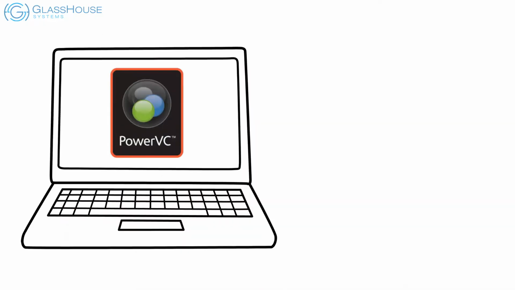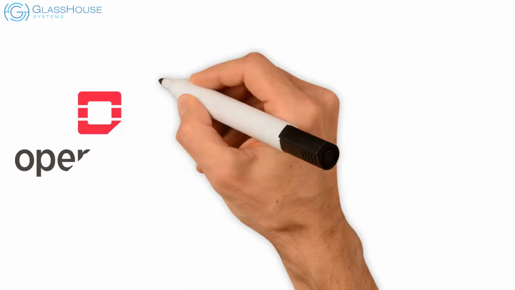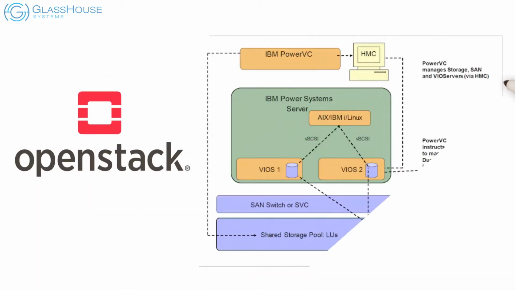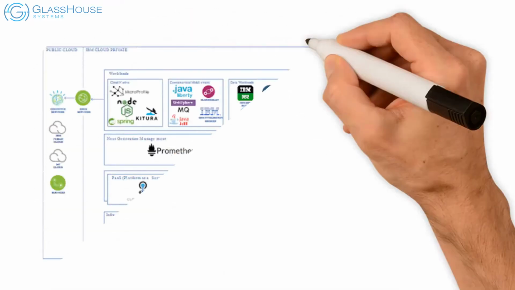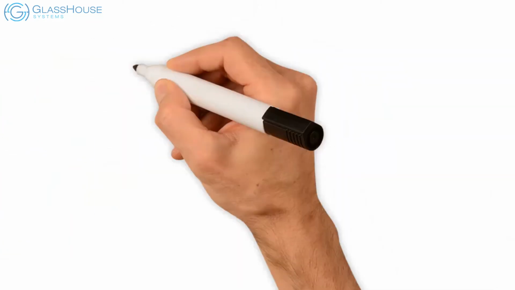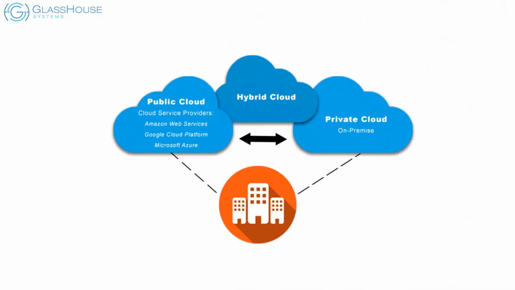IBM PowerVC is an advanced virtualization and cloud management solution. Built on OpenStack, it provides simplified virtualization management and cloud deployment for IBM AIX, IBM i and Linux virtual machines, VMs, running on IBM Power Systems. The offer is designed to build private cloud on the Power System servers and improve administrator productivity. It can further integrate with multi-cloud environments through higher-level cloud orchestrators.